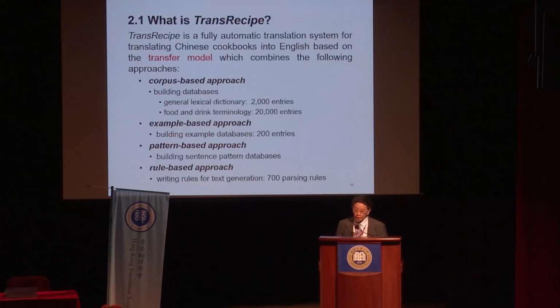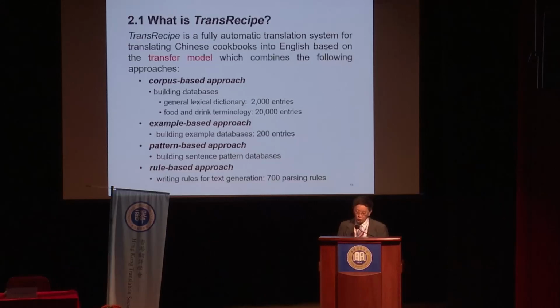TransRecipe is a fully automatic translation system for translating Chinese cookbook into English based on what we call transfer model. Transfer model combines a number of approaches. Firstly, it would be corpus-based approach. That is, you have built the databases for the system. I built a lexical dictionary of 2,000 entries, and then food and drink specific terminology of 20,000 entries.